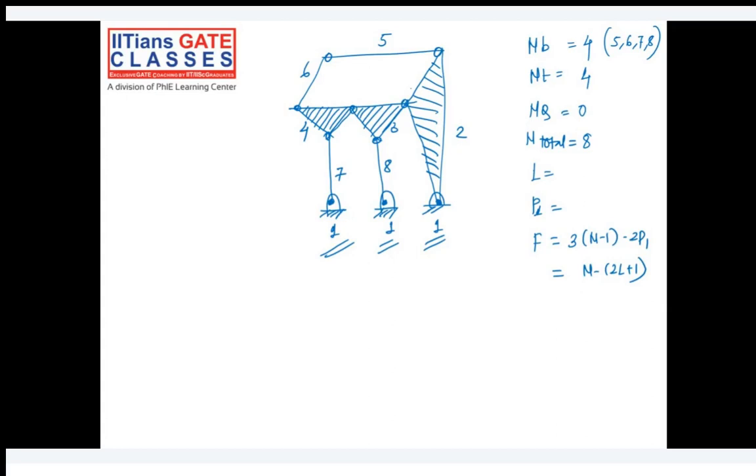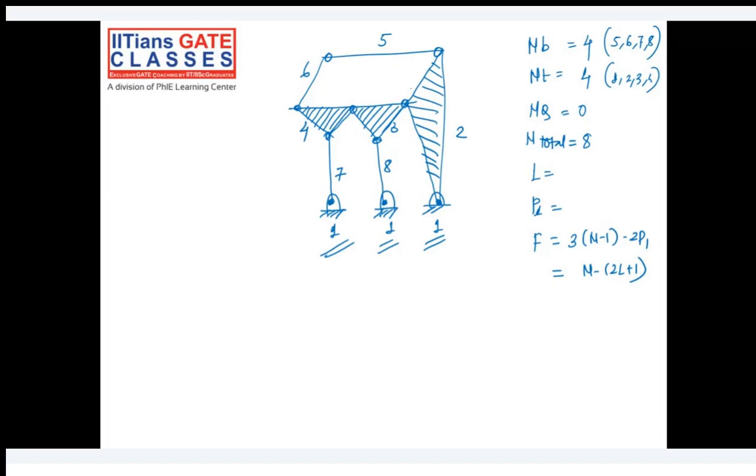No, 4 links are there, number of tertiary. First link, second link, third link and fourth link. These are all tertiary links. You have 3 ends, right? For link number 4 you have 3 ends. For link number 3 we have 3 ends. For link number 2 you have 3 ends. For link number 1 also you have 3 ends.